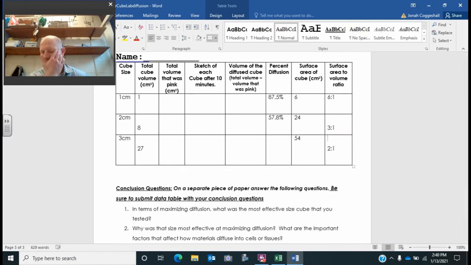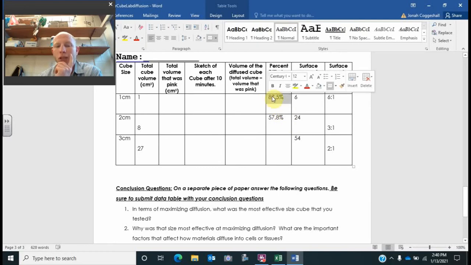Okay, so what does this mean exactly? This means that our surface area to volume ratio is getting smaller. And so we can tell from our percent diffusion. So I wrote a couple ones that you guys would have had from your other lab. But our smallest one has the greatest percent diffusion, right? 87.5% of our small cell received the vinegar. And then as it got bigger, only 57.8% of our cell received vinegar, and then so on and so forth.